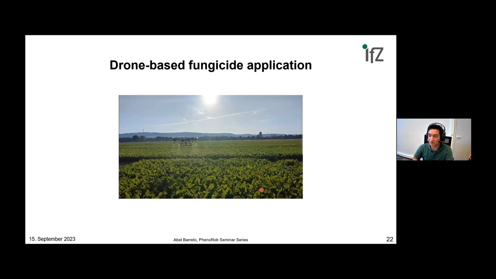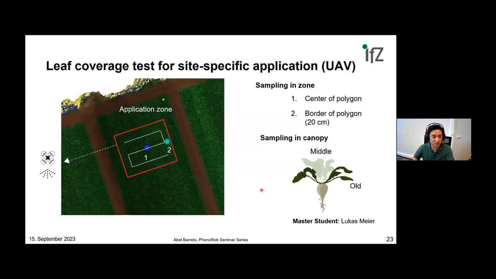So therefore we found this cooperation with BASF so crucial, because we made some tests about the application with the drone. And for this we take a sample of two points in a polygon that we apply with the drone, one in the center of the polygon and the other in the border.